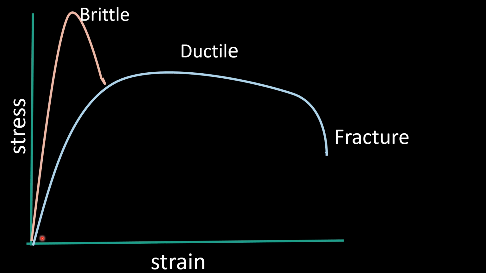But if the material is ductile, or malleable, then when you apply stress, it can absorb the energy. It can absorb that stress and deform without breaking. It can change its shape without going to fracture. This is for the ductile material.